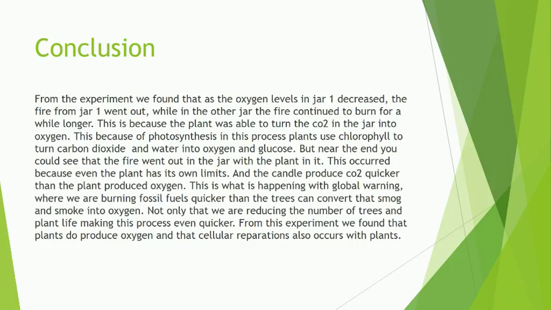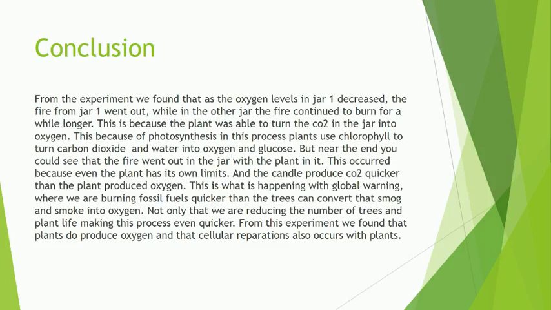In this process, plants use chlorophyll to turn carbon dioxide and water into oxygen and glucose. But near the end, you could see that the fire went out in the jar with the plant in it. This occurred because even plants have their own limits, and the candle was producing carbon dioxide quicker than the plant was producing oxygen. This is what's happening with global warming.